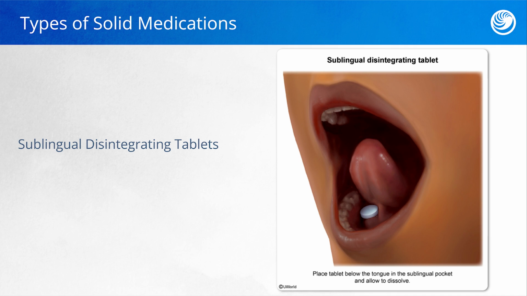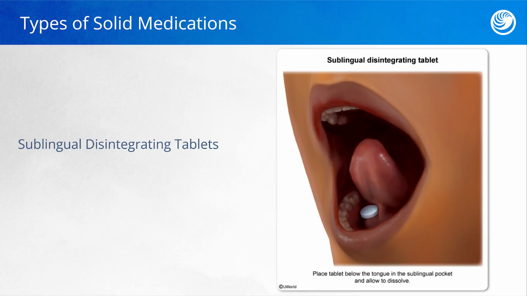Sublingual disintegrating tablets are another form of oral solid medications. Let's break down the word sublingual so we can truly understand how we need to administer these medications. Sub means under, and lingual refers to the tongue. So as you can see in the image to the right, these medications need to be placed under the tongue and dissolve completely prior to swallowing. Again, do not allow the client to chew this medication.